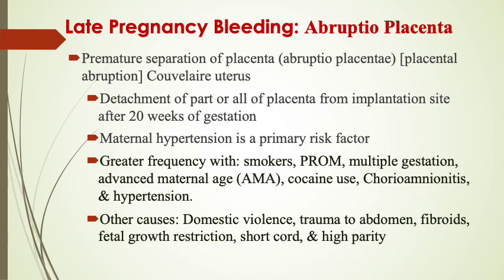Other causes include domestic violence, trauma to the abdomen, so abdominal trauma, fibroids, fetal growth restriction, short cord, and high parity. So if a patient has abdominal trauma, a patient who fell, or somebody kicked the patient on the belly, anytime you have a trauma, you have to rule the patient out for placental abruption. Domestic violence, all those things are causes of placental abruption. It is a very life-threatening condition, and when that happens, it becomes an obstetrical emergency.